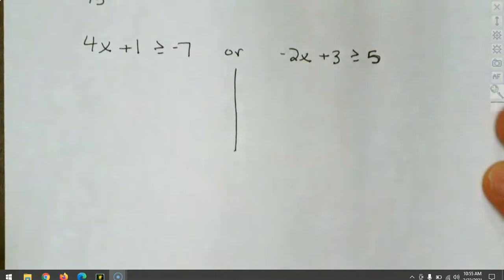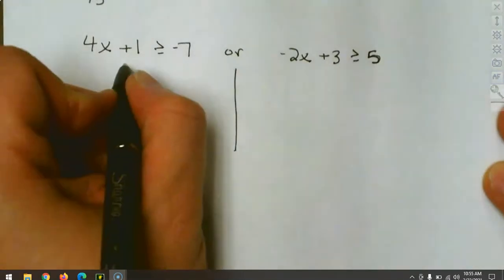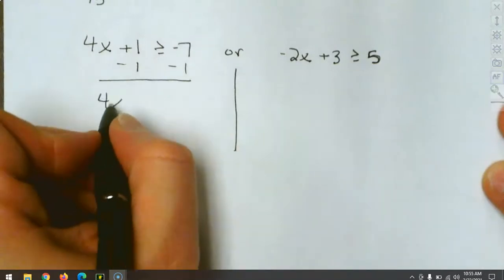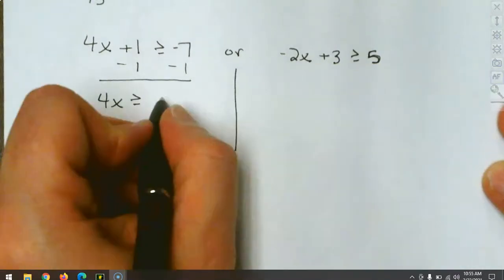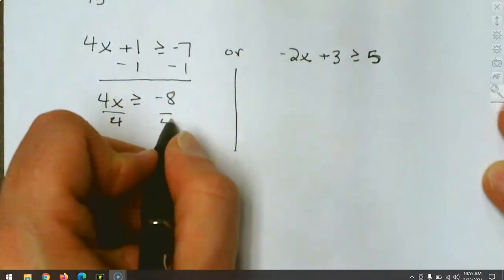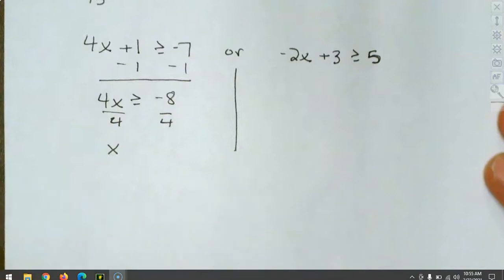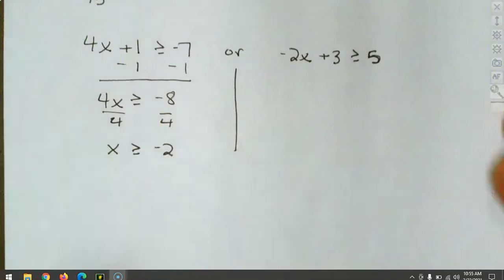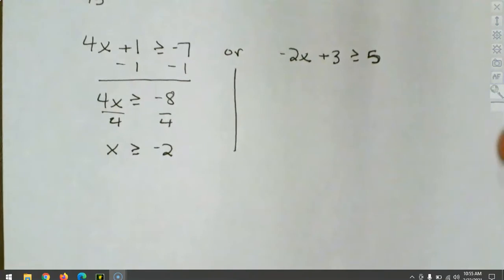So let's go ahead and work this one out. I'm going to do the left one first, so I'm going to subtract that 1 off. And that gives you then 4x is greater than or equal to negative 8. Divide by your 4. Do we switch our inequality symbol? Yes or no? No. Why not? We're dividing by a positive 4. When do we switch it? When we divide by a negative. So it stays the same. And that gives you then x is greater than or equal to negative 2.